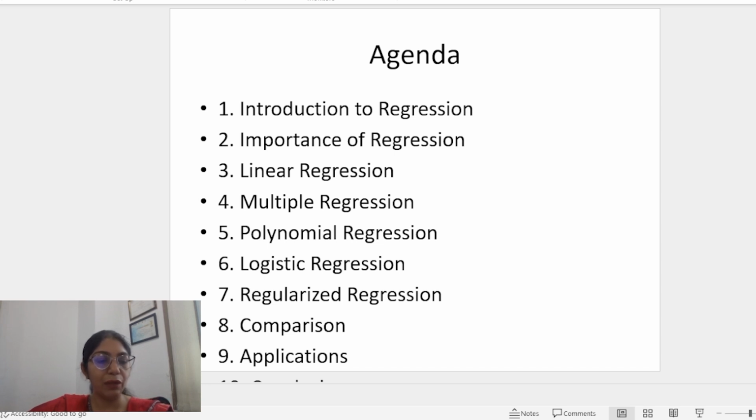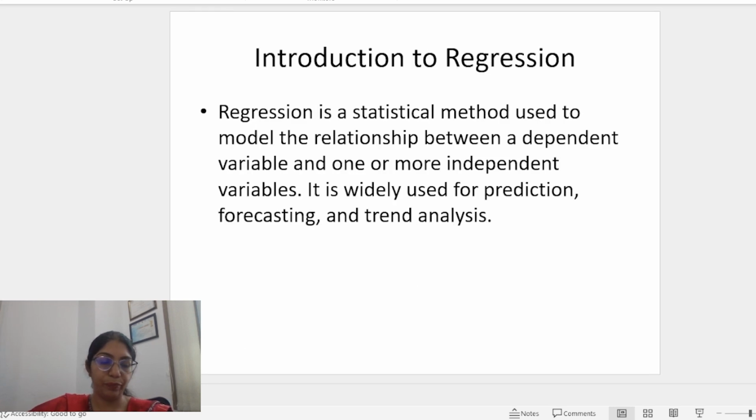Firstly, we will understand what regression is and why it is important. Then we will study various regression techniques including linear regression, multiple linear regression, polynomial regression, logistic regression, and regularized regression models such as ridge, lasso, and elastic net. Finally, we will compare these techniques, discuss their applications, and summarize the key concepts learned throughout the lecture.